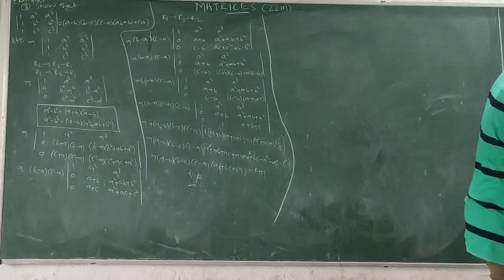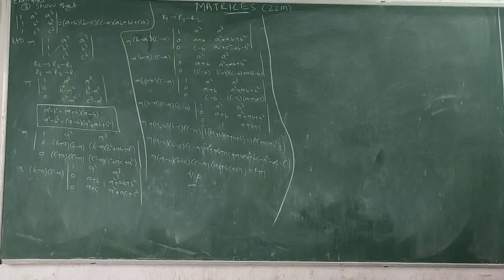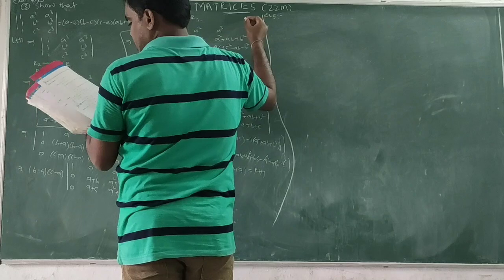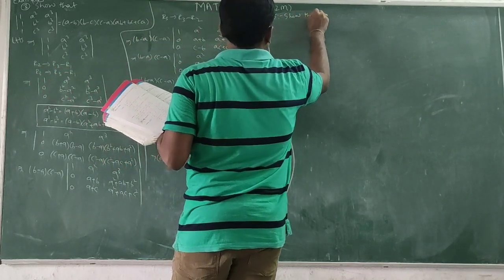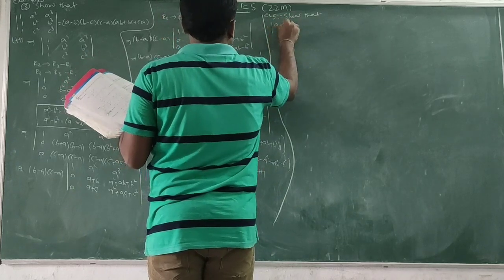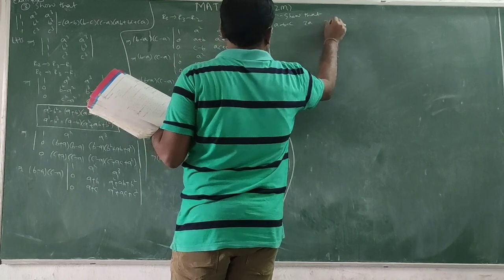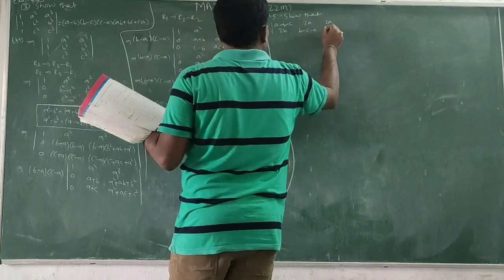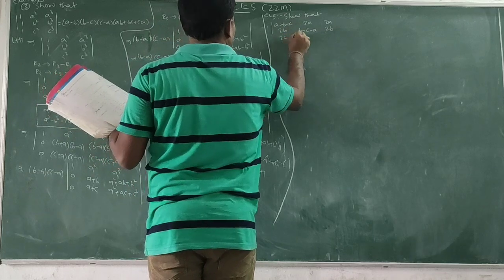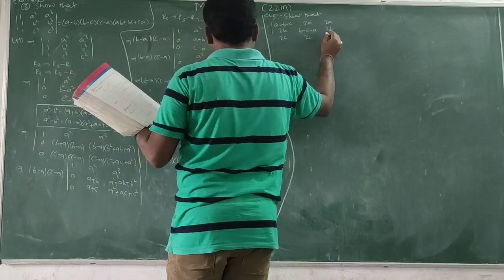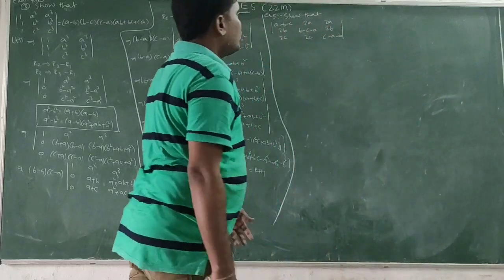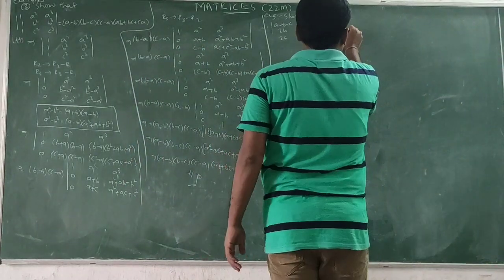Okay, next question. Example 5. So we get A minus B minus C, 2A, 2A, 2B, B minus C minus A, 2B, 2C, 2C, C minus A minus B. Okay, so I want to prove this one as A plus B plus C whole cube.